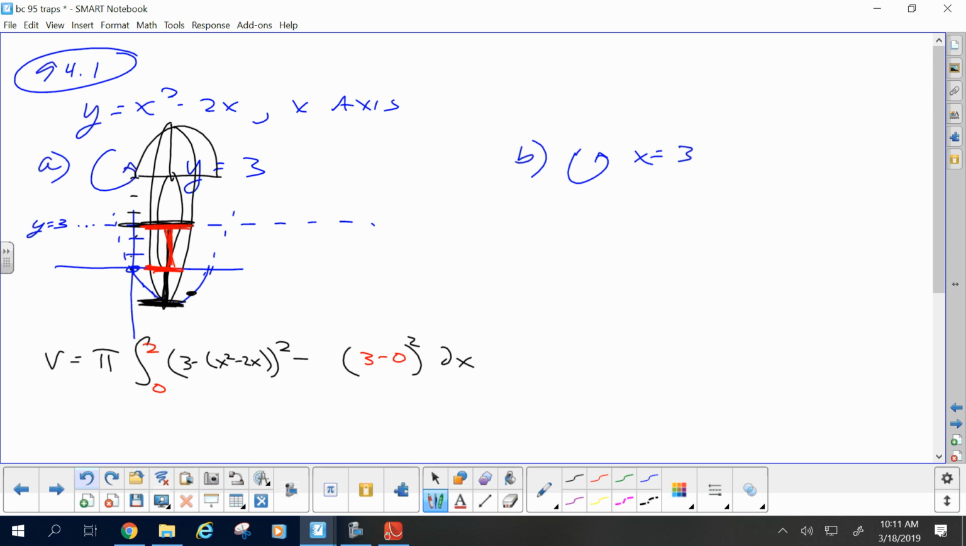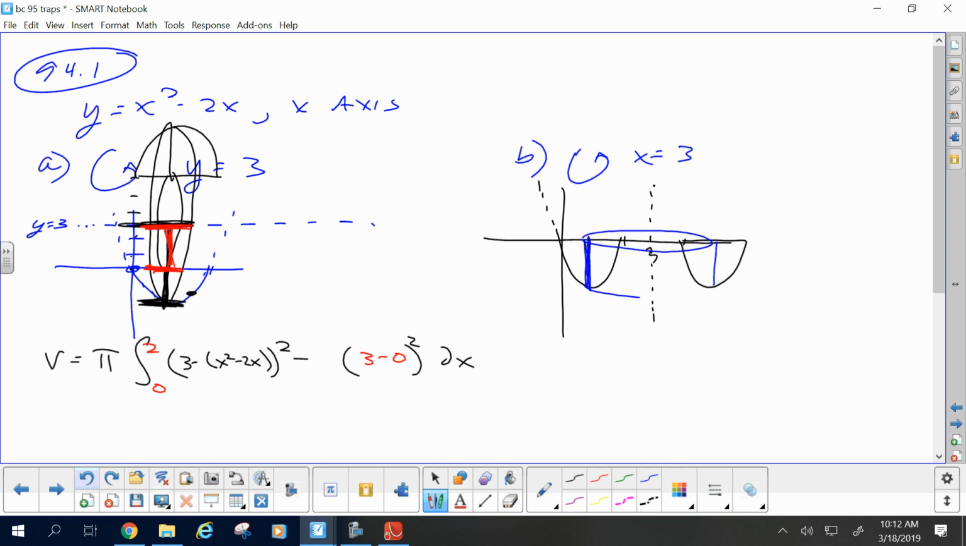If I take this region and revolve it around x equals 3, which is a vertical line, then the distance between the mirror and the region is 1 unit this way. Again, deciding what variable, we're using x, period. If I use x, then my slice looks like that, which is a cylindrical shell.